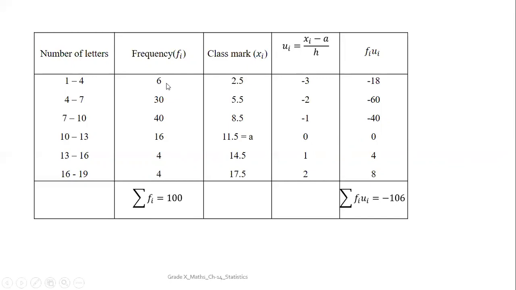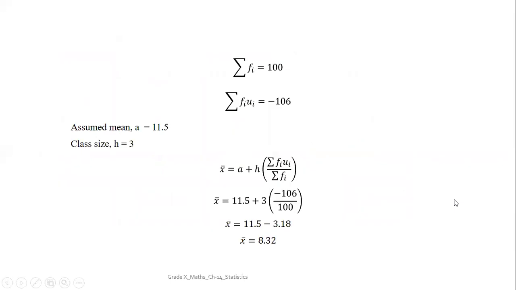Fi UI, multiply the frequency and UI. We get the answer and then add all of them. We will get minus 106. Now, all we are left with is to substitute in the formula. Class size is 3. X bar equal to A plus H into sigma Fi UI by sigma Fi. A is 11.5 plus H is 3 into minus 106 by 100. We get the answer to be 8.32.